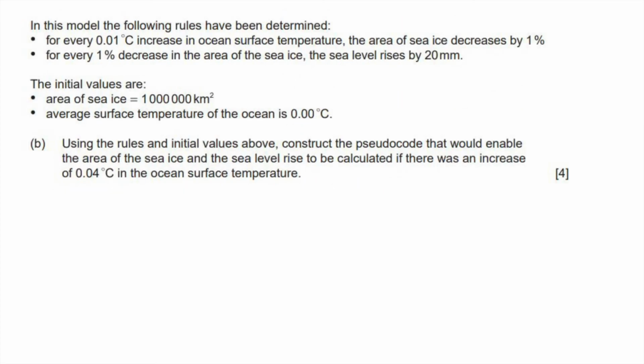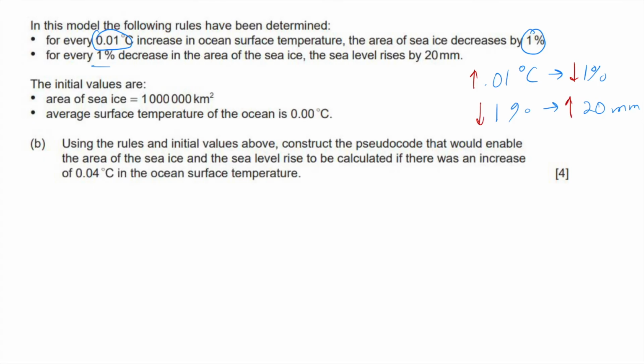So now we're going to get to our pseudocode question. In this model, the following rules have been determined. For every 0.01 degree Celsius increase in ocean surface temperature, the area of sea ice decreases by 1%. So 0.01 degrees Celsius leads to a 1% decrease in sea ice. For every 1% decrease in the area of sea ice, the sea level rises by 20 meters. So I'm just going to write up, up, down. And then we can say for every 1% decrease in sea ice, the sea level rises by 20 meters. So down, up, and that's our relationship there.